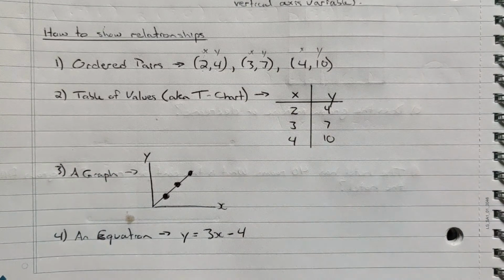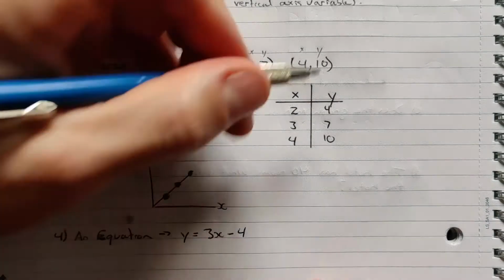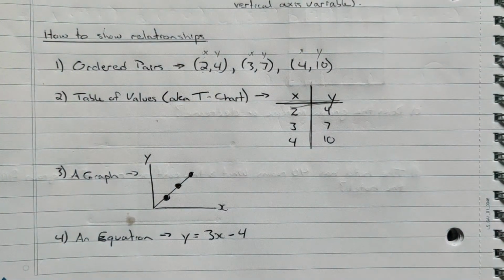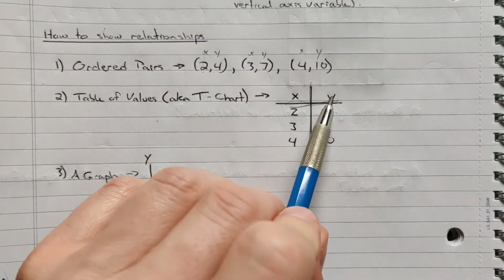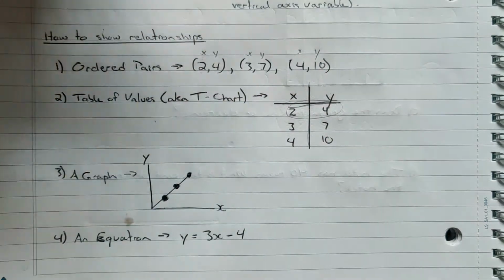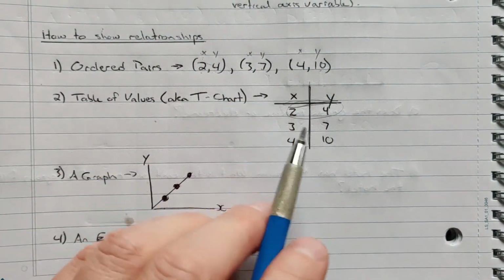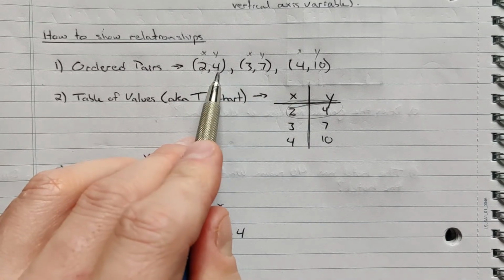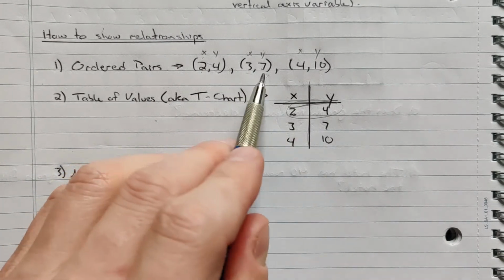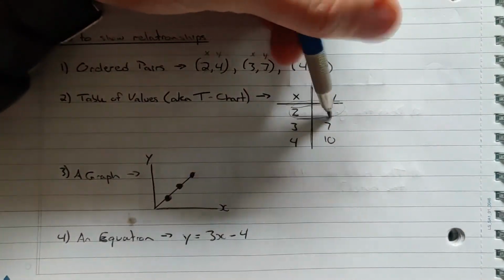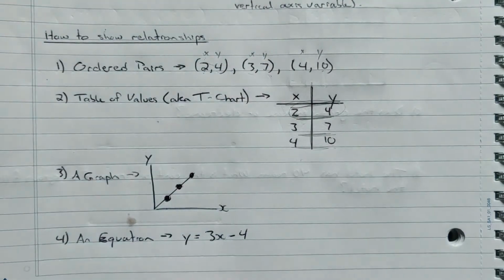In the case of number 2 here, we can show them via a table of values. Some people like to call this a T-chart because the 2 lines here look like a T. So what we do is we have our x values and our y values listed in columns, and each ordered pair matches up here. So if we compare this to our ordered pairs above, if x is 2, y is 4. X is 3, y is 7. And so each ordered pair matches up. Each of these left-right pairs of x, y, these are ordered pairs.